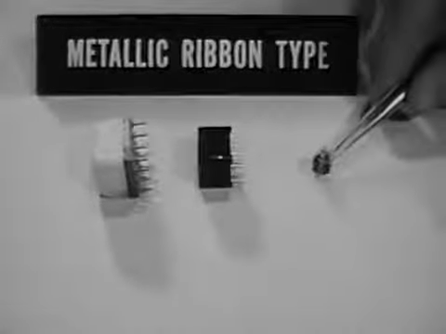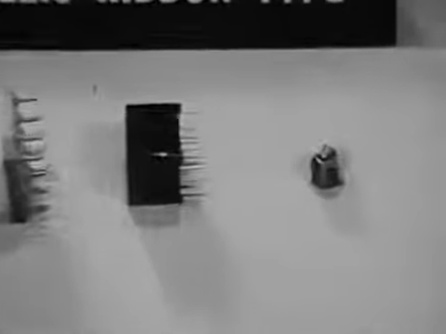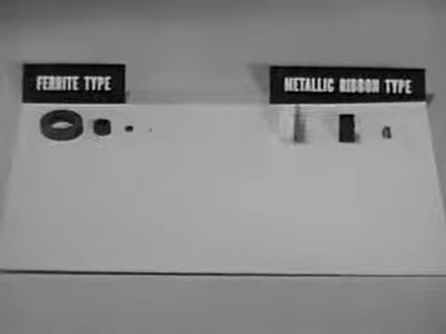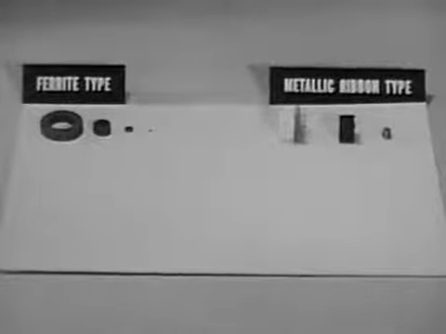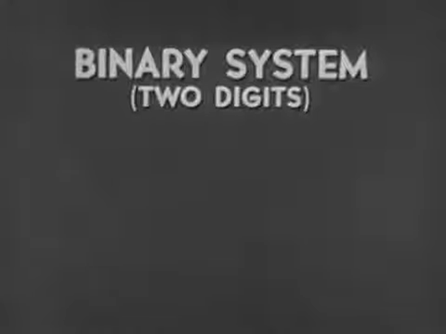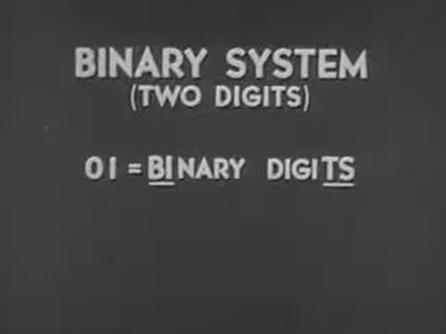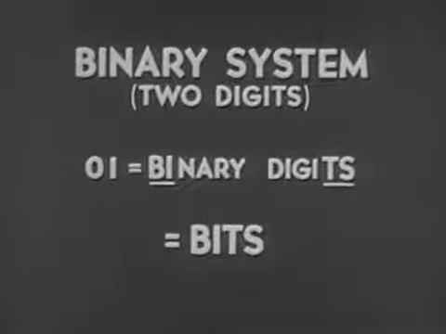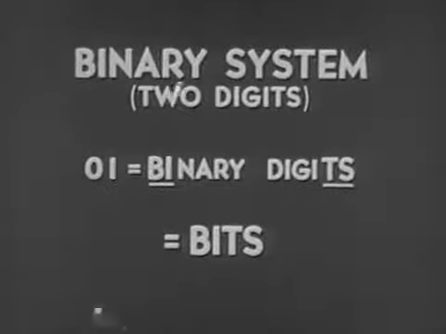The metallic ribbon type consists of a non-magnetic spool wound with a thin ribbon of highly magnetic alloy. This type is used in operating circuits of ADP systems. Both types of magnetic cores are remarkably adaptable to the language of data processing. Many ADP systems use the binary system of numbering, which employs just two digits, 0 and 1. These two digits are called binary digits, or bits for short. A bit is either a 0 or a 1, nothing else.